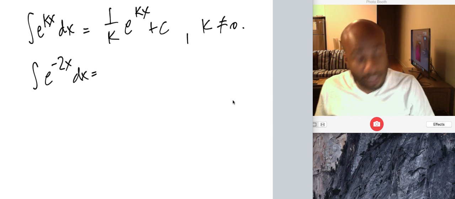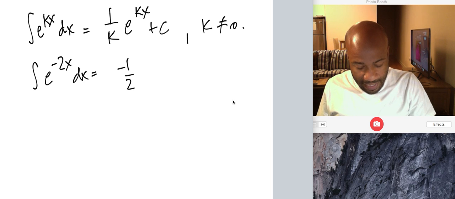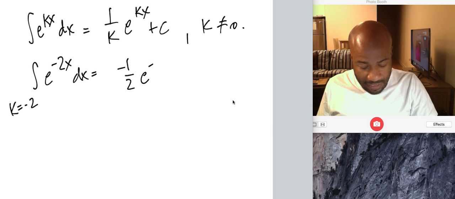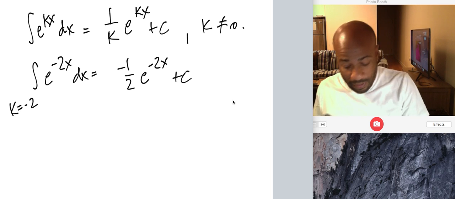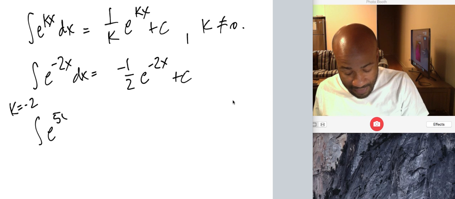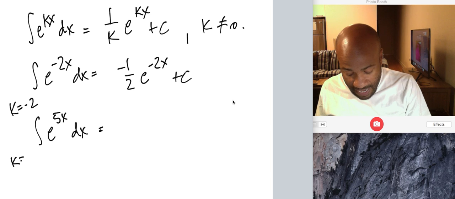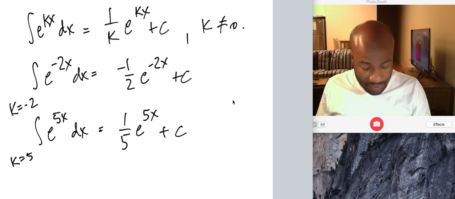So the k is negative 2. In this case, I have negative 1/2, right? Because k is equal to negative 2. E to the negative 2x plus c. Right? So that's 1. And then let's say e to the 5x dx. So k is equal to 5. In this case, it's 1/5 e to the 5x plus c.